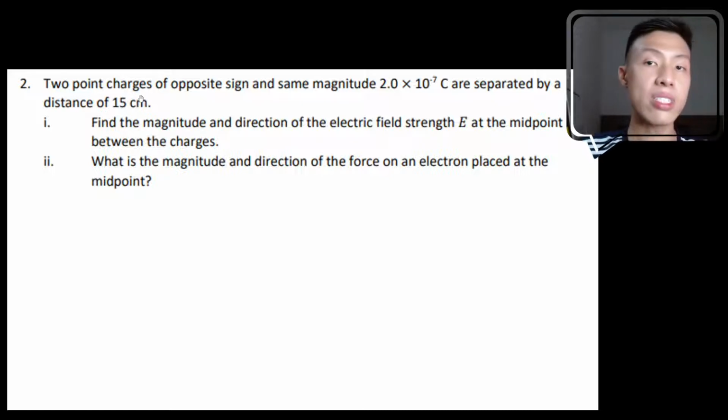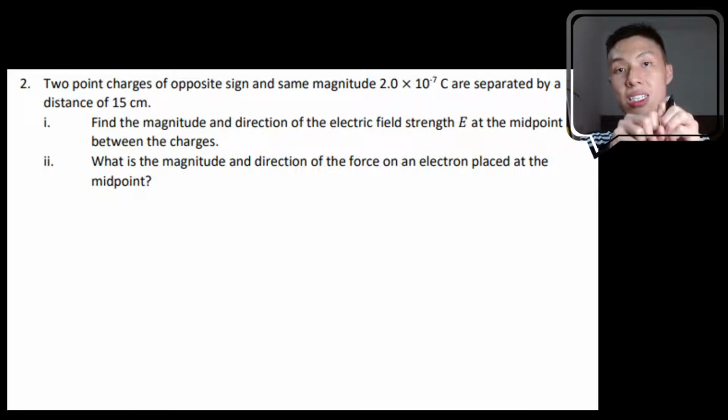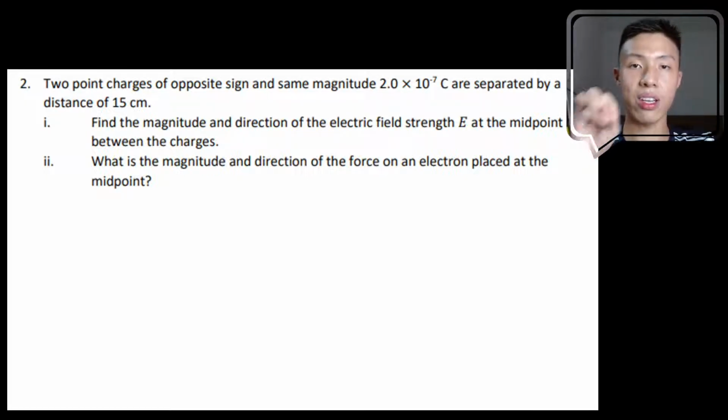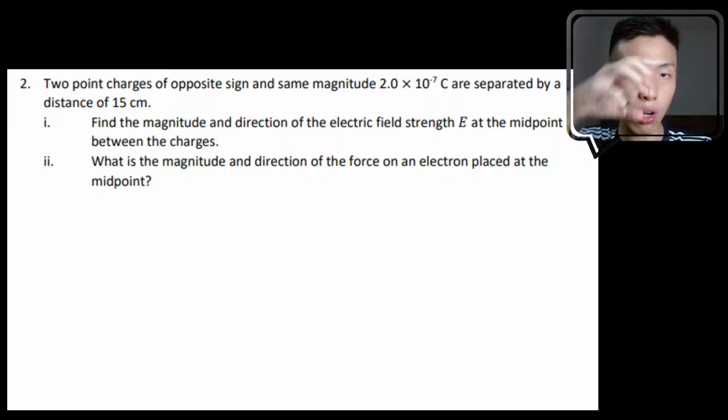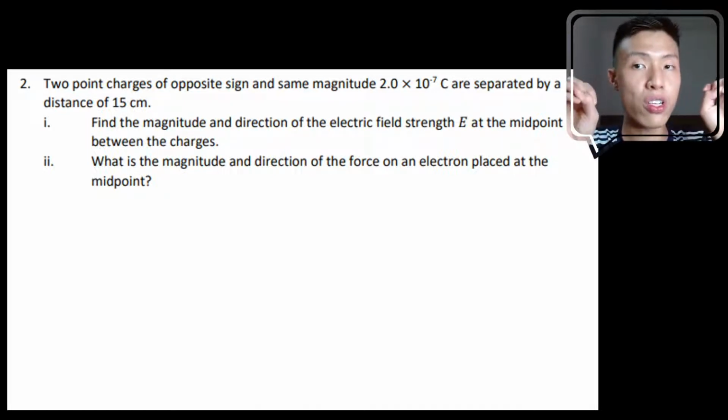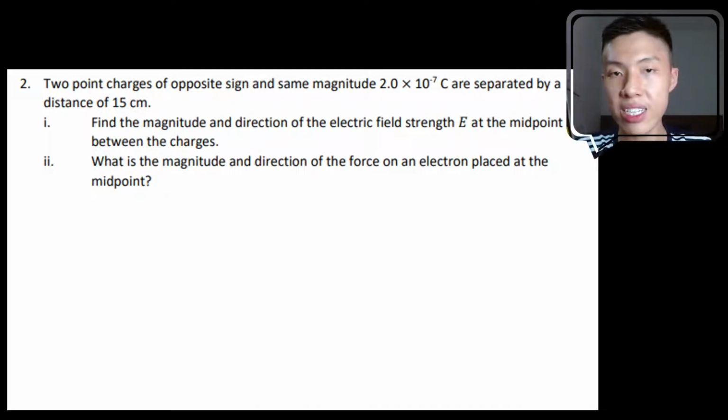Okay, they did not say the two charges are on the same x-axis, or on the y-axis, or slanted, or front and back. They don't tell you the orientation of the charges. They just tell you that the distance between the 2 point charges is 15 cm, and if one is positive, the other one will be negative, but the magnitude should be the same, which is 2.0 times 10 to the power negative 7 coulomb. So that is the situation.